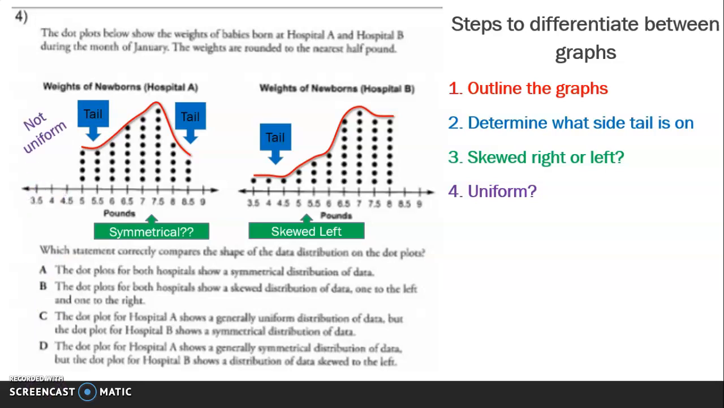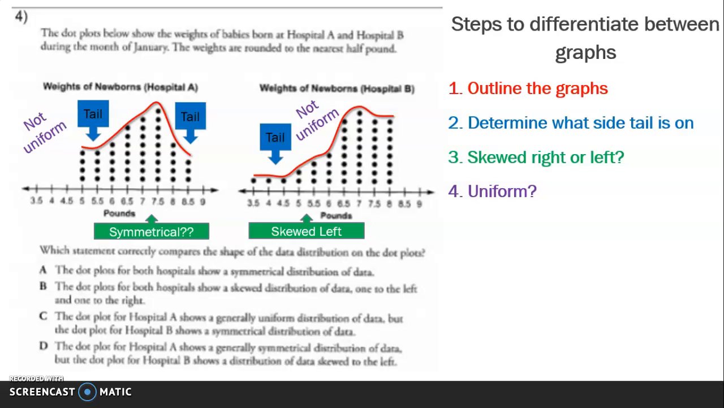So generally, when it is uniform, each data set will have a set of 4. So it'll be 4 at 5, 4 at 5.5, 4 at 6, 4 at 6.5, 4 at 7, and so on and so forth, right? It could be any amount, but it'll form a straight line, so there's no curve whatsoever. In this context, hospital A is not uniform, and neither is B. So there's no uniformity.